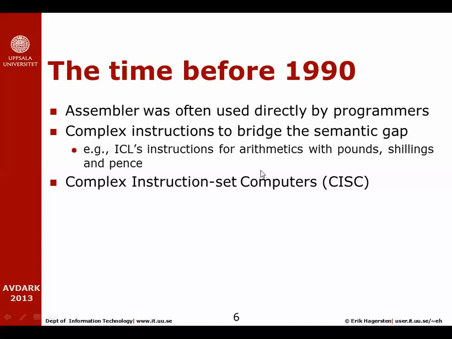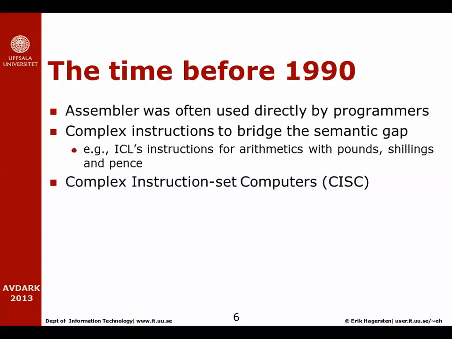So in the time before 1990, it was very common that assembler was used by the programmers. So the programmers really wrote their applications straight in assembler. We didn't have that many compilers back then. The high-level languages were not all that good. But most of all, the compilers were not that efficient, so you lost so much performance if you programmed using a compiler.